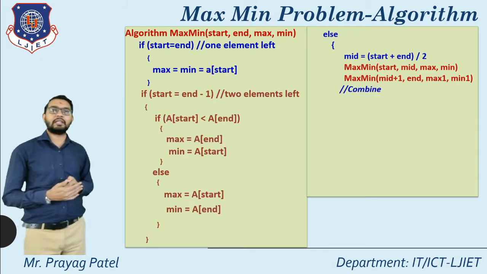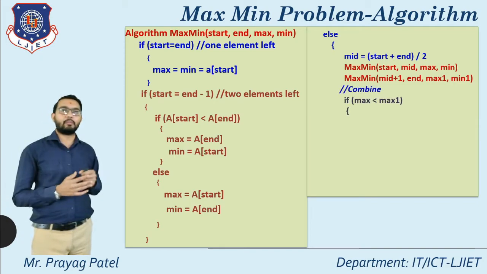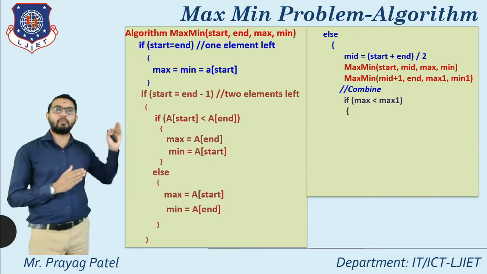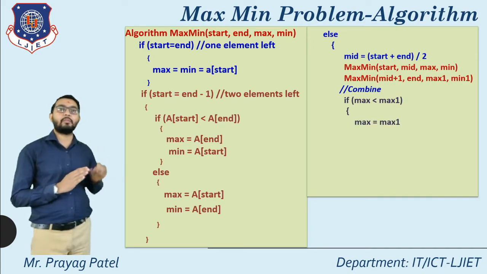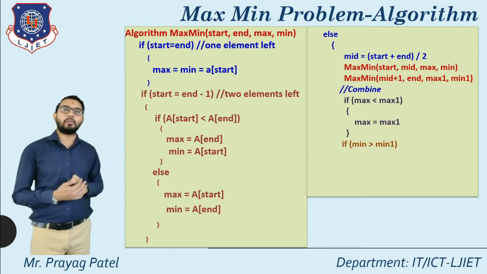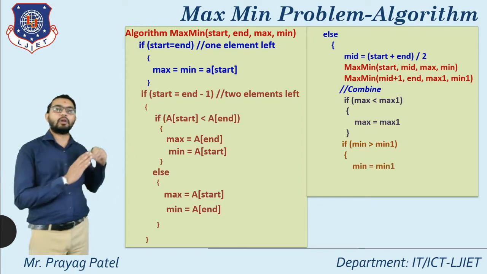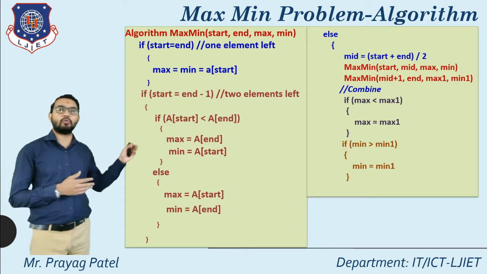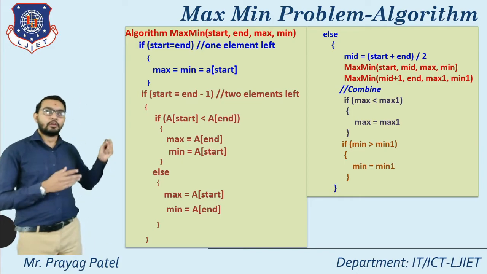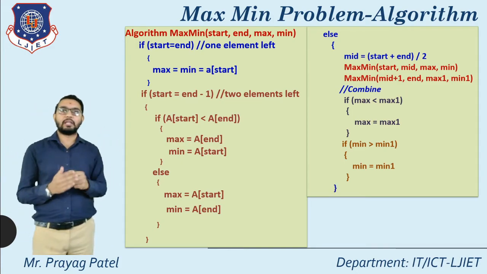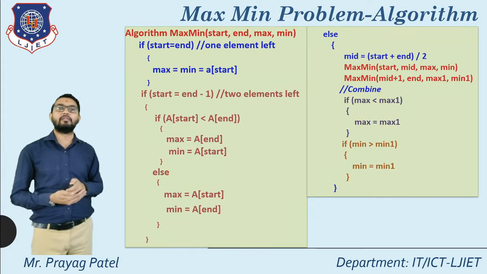Now after that, combine these two sublists. So here we compare minimum and maximum value. So for combining purpose, consider the condition. If maximum is less than maximum 1, then which one consider as a maximum? Maximum 1. So consider maximum equal to maximum 1. Minimum is as it is. If minimum is greater than minimum 1, in this case consider minimum equal to minimum 1. So consider these two formula if condition for find the minimum and maximum element. So this is a simple algorithm for find the minimum and maximum element from the given list.